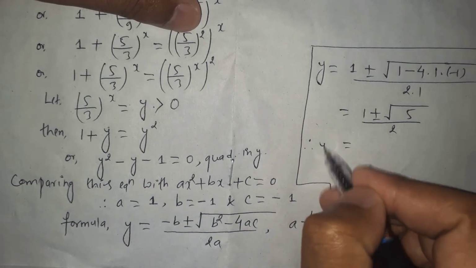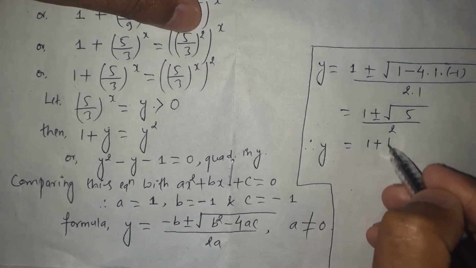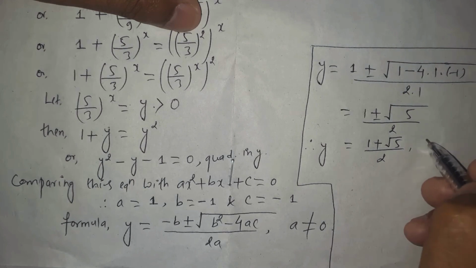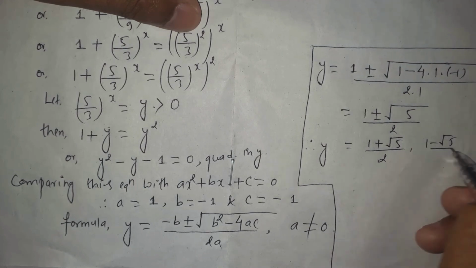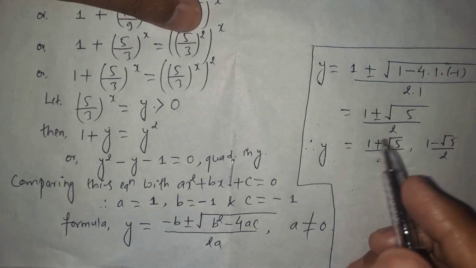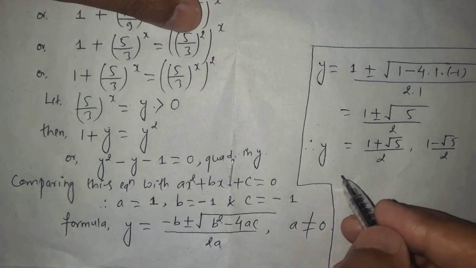Therefore, here we obtain the two values of y. One value is with the positive sign, 1 plus square root of 5 over 2, and the next value is 1 minus square root of 5 over 2. Here we got the two values of y, and y is our supposition.